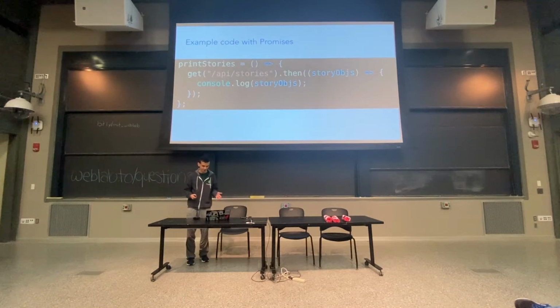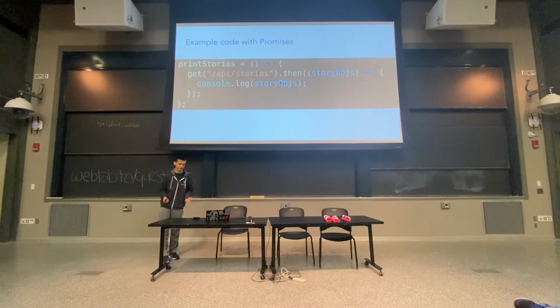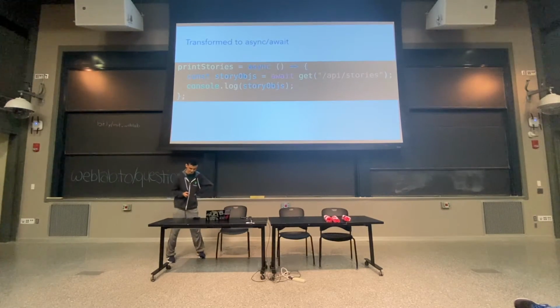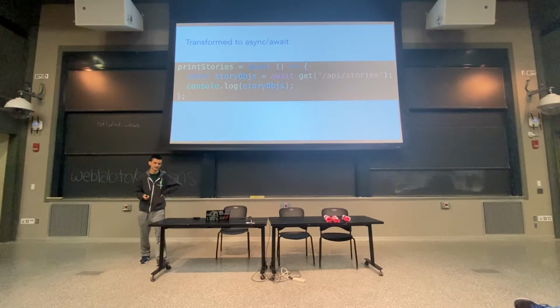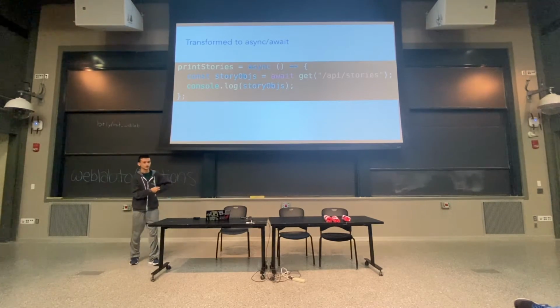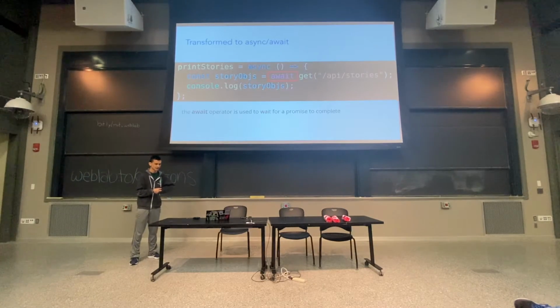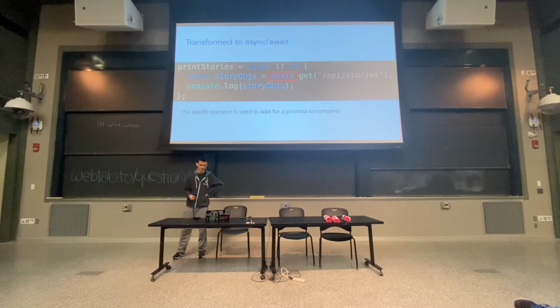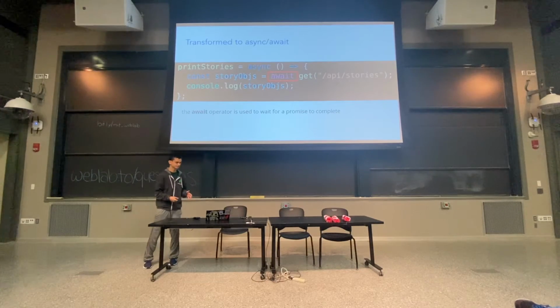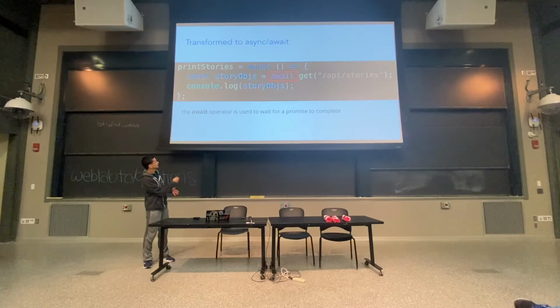Here's some example code with promises. Say I have a print stories function. All it does is it gets stories and it prints them out. The new async await syntax for this would look like this. This is doing about the same thing. It's going to get stories, which returns a promise. And the await operator waits for a promise to complete before running the next line. So that means you can safely do something like this.